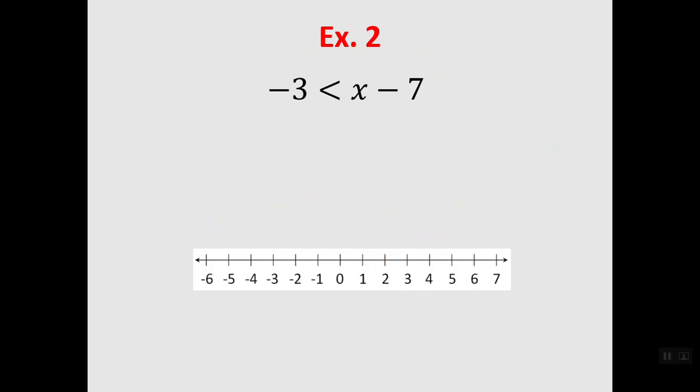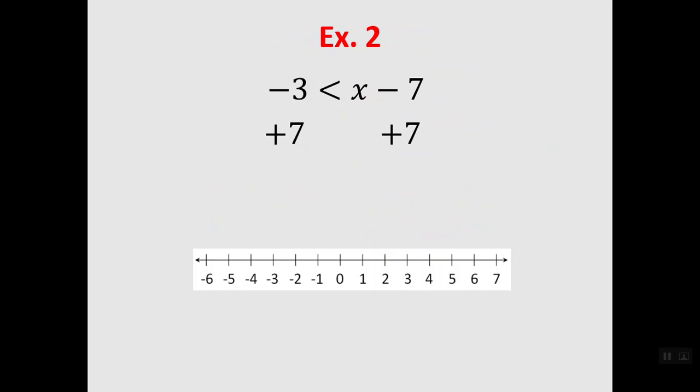Example 2. We want to do the same thing. We want to get x by itself. And what do we see with it? We see a negative 7, a minus 7, 7 being subtracted. So we're going to undo that by adding 7 on that side and then going ahead and adding it on the other side as well.